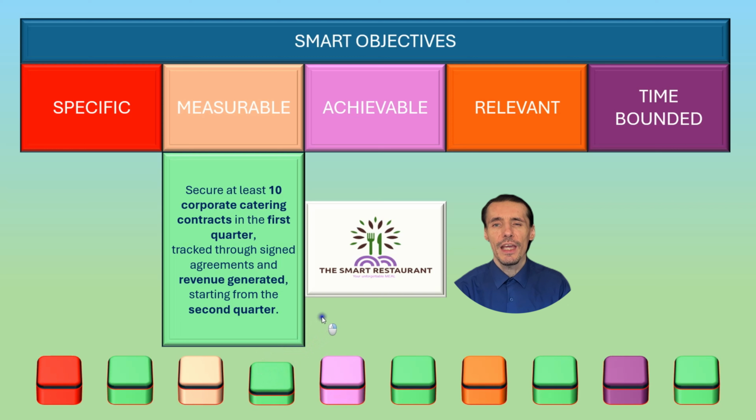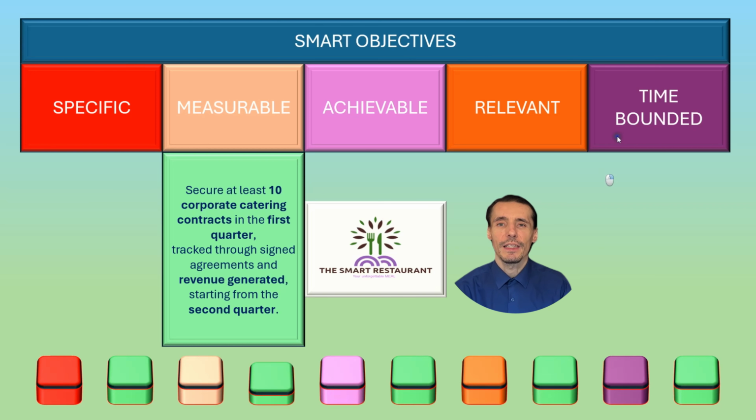Secure at least 10 corporate catering contracts in the first quarter, tracked through signed agreements and revenue generated starting from the second quarter. We'll know that the objective has been fulfilled when we have at least 10 corporate catering contracts signed, and we can also measure the generated revenue starting from the second quarter, when we will actually be able to implement the service, having enough time to get the right equipment and prepare the staff very well.